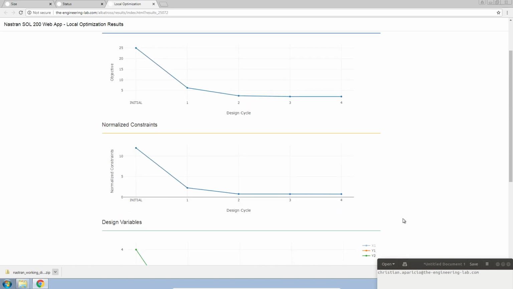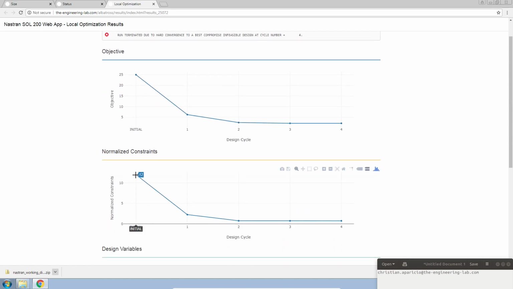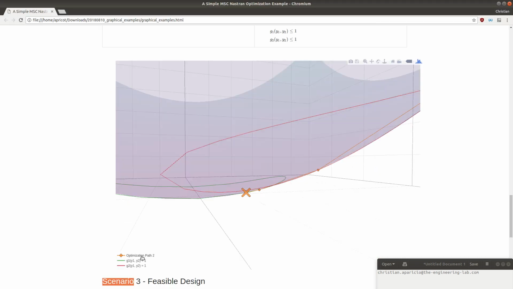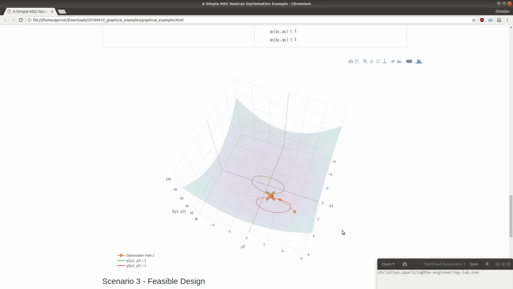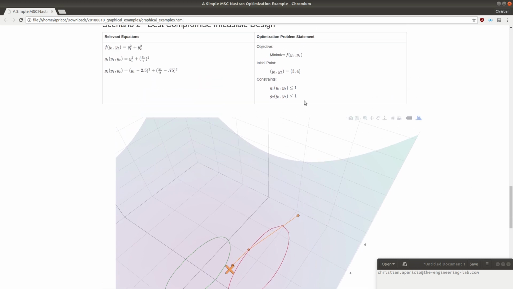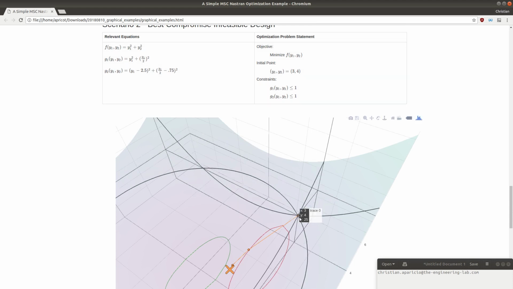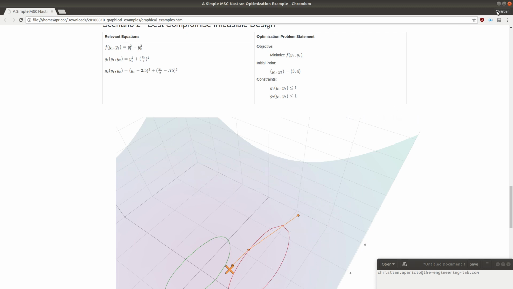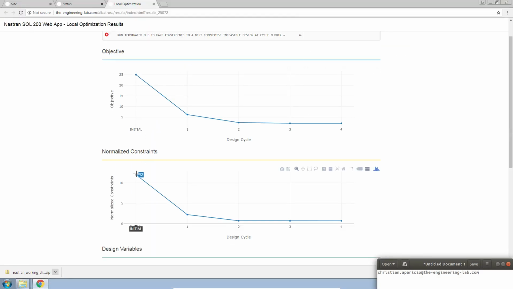Now, let's talk about the normalized constraints. Here you can see we started at a normalized constraint of 12. That means our first design is violating the constraints. That is because if you look at the plots, the initial point is outside of the ellipsoids. If you evaluate these inequalities, you'll find that G1 is actually greater than 1, and G2 is greater than 1 also. This is why the normalized constraint value is positive, 12.